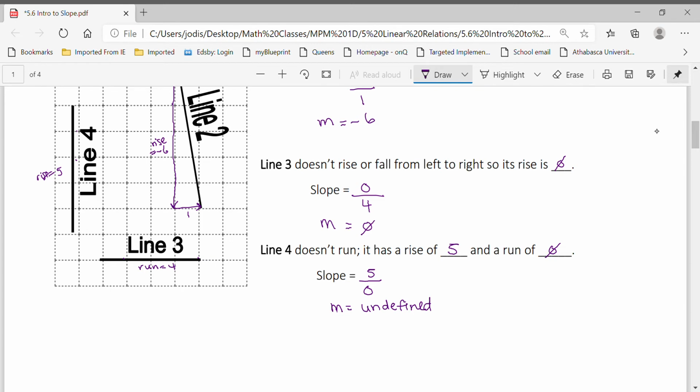Anytime we have a vertical line, our slope is undefined. Just like anytime we have a horizontal line, our slope is going to be 0. So these are for horizontal lines, and this one is for a vertical line.